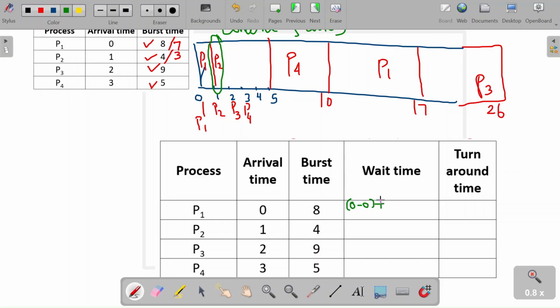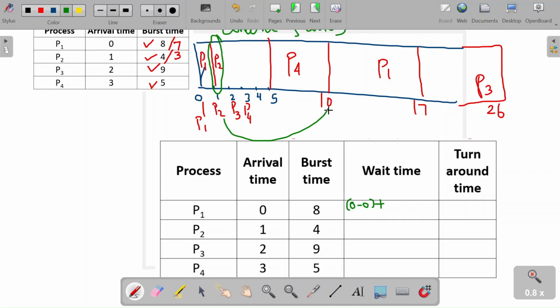What is the next slot? From 1 to 10, it is in the waiting queue. It is waiting in the ready queue. Already it's running, P1 is running. Meanwhile, P2 preempts. So from time slot 1 to time slot 10, P1 is in the ready queue. So this is the waiting time.